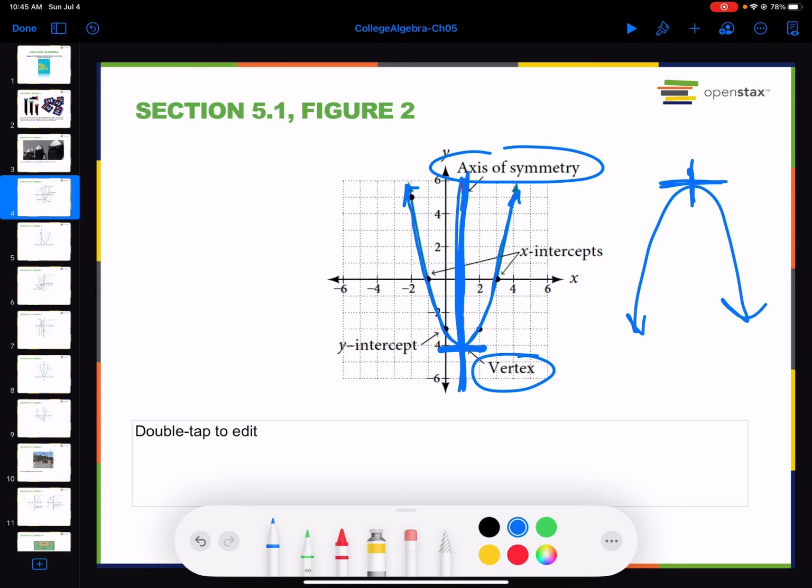And then you have the x-intercepts. So that's anywhere the parabola crosses the x-axis. In this case, this one crosses twice. You'll see a slide a little bit later. Actually, I can pop you to it right now.